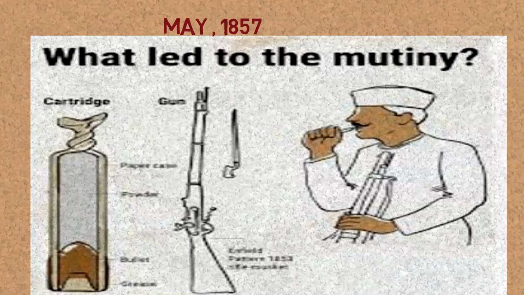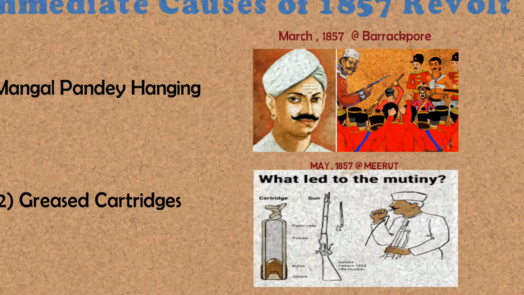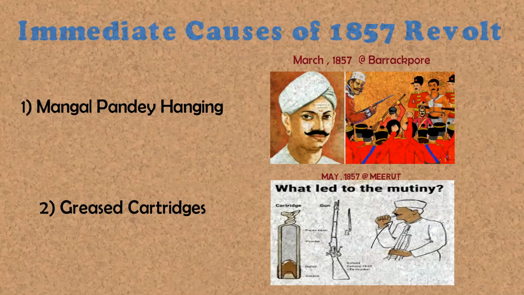Then in May 1857, soldiers of the 3rd Native Cavalry at Meerut refused to use the new Enfield rifles issued by the British. The rifles required to be loaded by biting off the top paper of their cartridges with the mouth. The Hindu sepoys refused because of rumors of the presence of cow fat smeared over the cartridges, and Muslims refused due to the presence of pig fat. This incident is regarded as the immediate cause of the revolt.